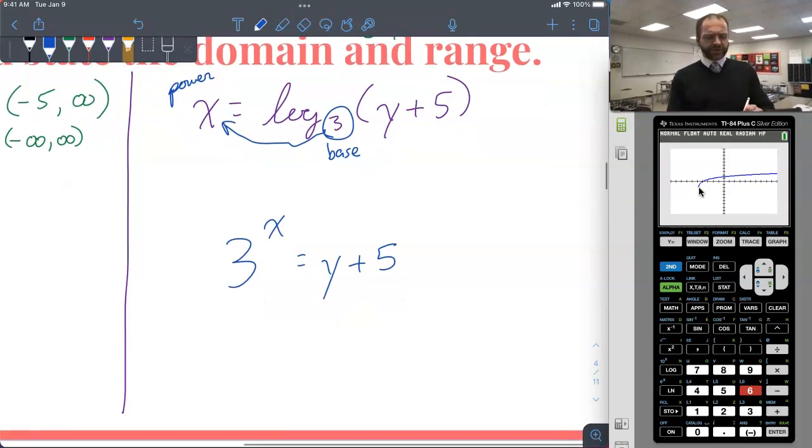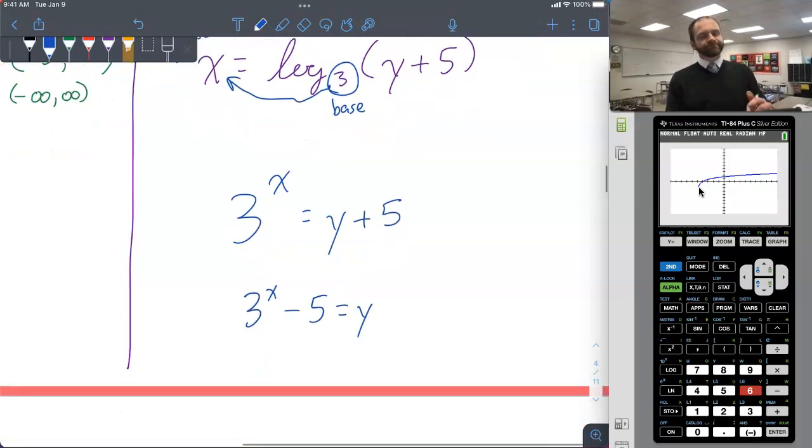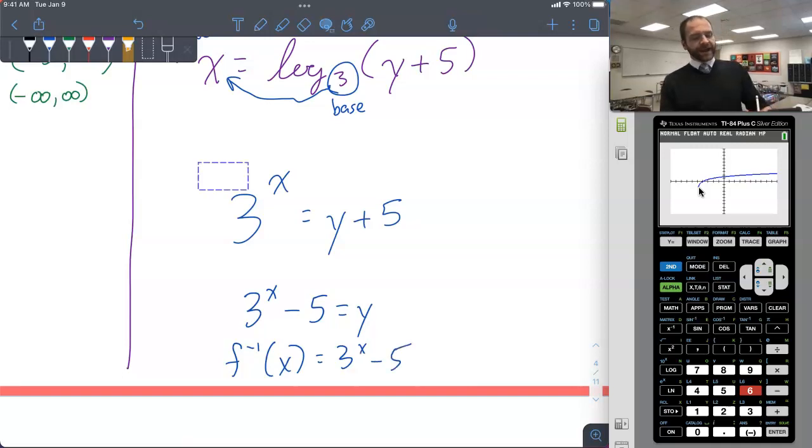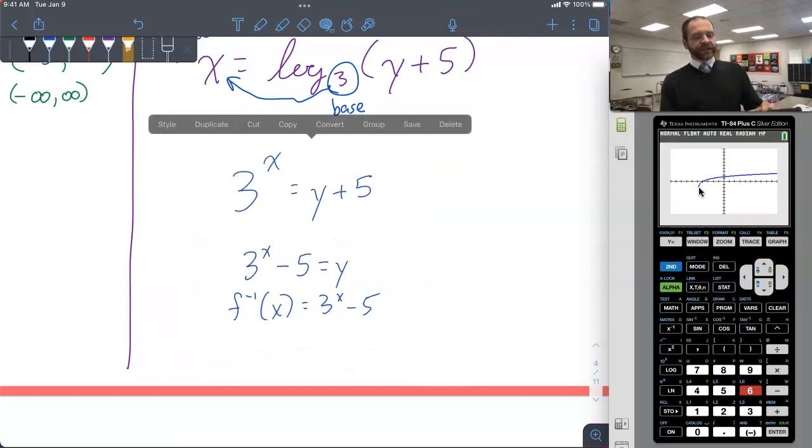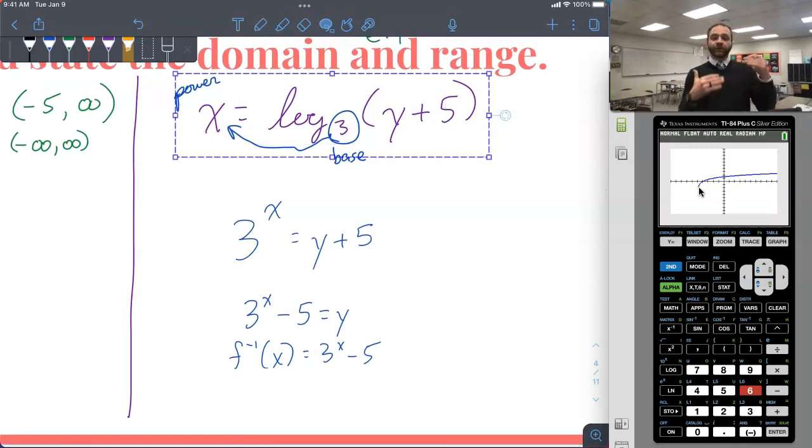Well, if I want to do the inverse, I'm going to subtract the 5, and I'm going to write it in function notation. The inverse is 3 to the x minus 5. Now, at this point, even right up here, I showed bumping it. I outlined which parts are base, which parts are power.